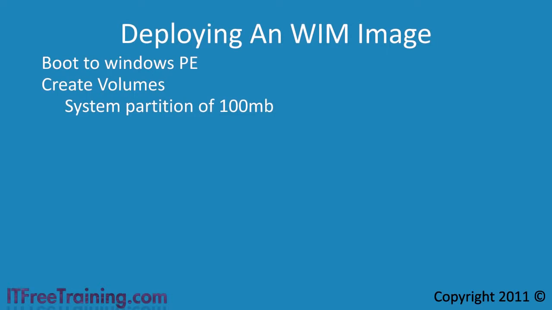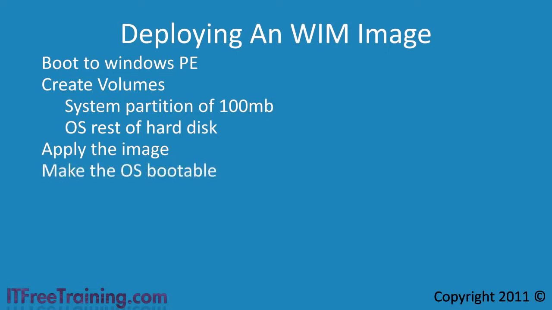I would recommend that you always create the system partition even if at the present you are not planning to install BitLocker. The next partition that you need to create is the partition to hold the operating system. Once you have created these partitions, you can apply the WIM image to the hard disk. After this is done, the last step is to make the OS bootable. You do this by adding the OS to the boot menu.